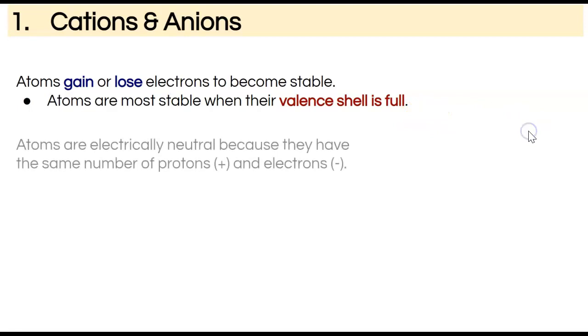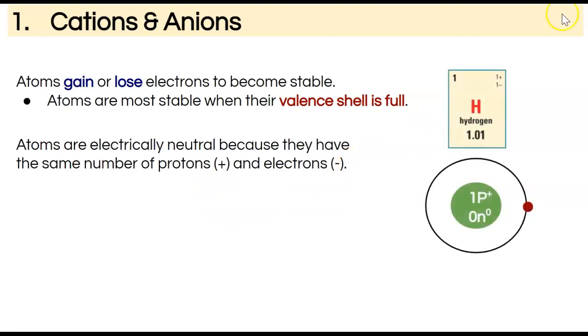The second piece is that atoms are electrically neutral. And as we discussed in the review, we consider them to be electrically neutral because they have the same number of positive charges, or protons, and negative charges, or electrons, right? So if the number of positives equals the number of negatives, they kind of just cancel each other out. Okay, so what we're going to do is look at hydrogen.